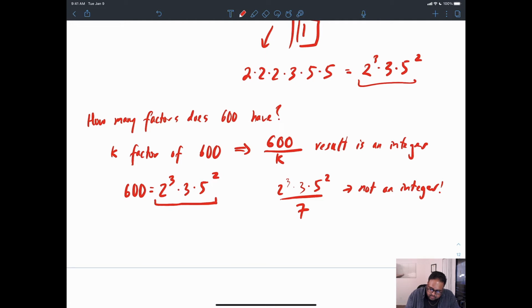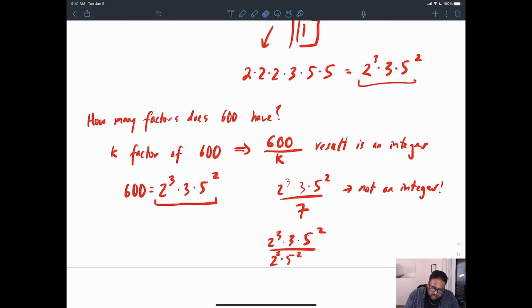But if I instead take this representation and divide it by, say, 2 times 3, well, we know the 2 and 3 in the denominator are going to cancel with some of the 2s and 3s in the numerator, and the result will still be an integer, right? I could also change this to a 2 squared, and I could change this to a 5 squared. And you can see that the result here would still be an integer. So already we know that any factor of 600 has to be made up of only 2s, 3s, and 5s, meaning if we prime factor a factor of 600, it should only be a product of 2s, 3s, and 5s.